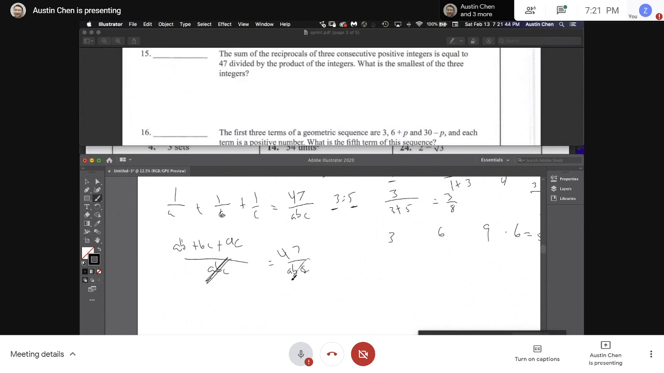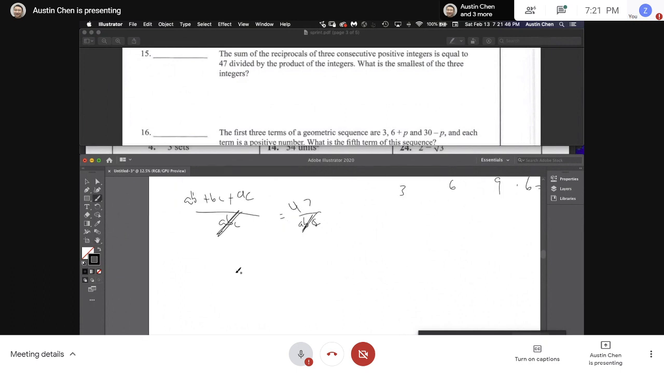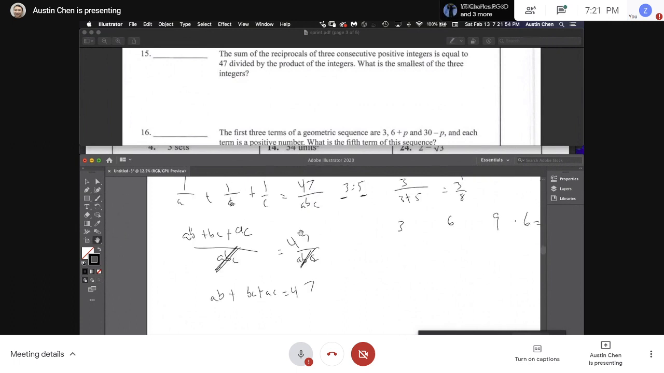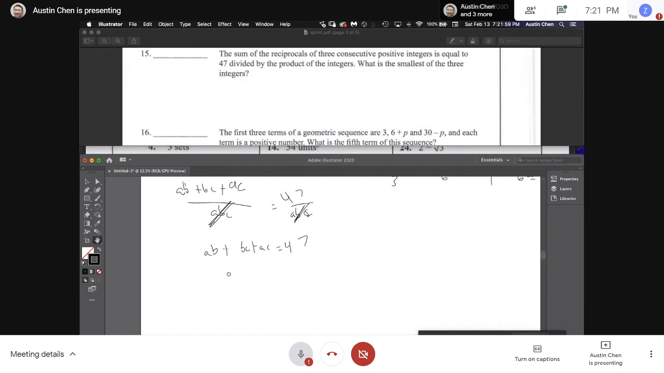And then we can cancel out these two denominators. Then we have AB plus BC plus AC, and this is easier to work with. We don't have reciprocal positive integers anymore. And we know that these are 3 consecutive positive integers, so you can solve this by substituting A as x, B as x plus 1, C as x plus 2, and solving for x in a quadratic. That's not bad. You can also do that.